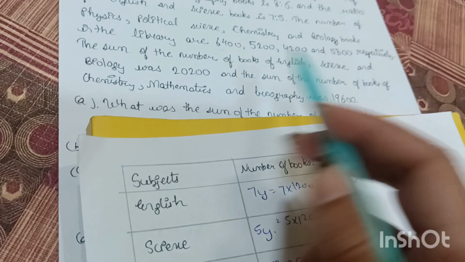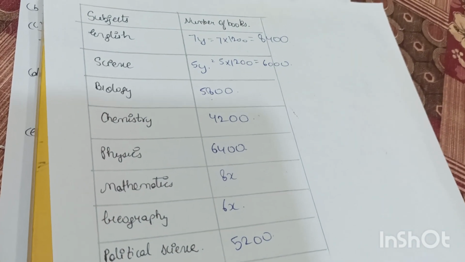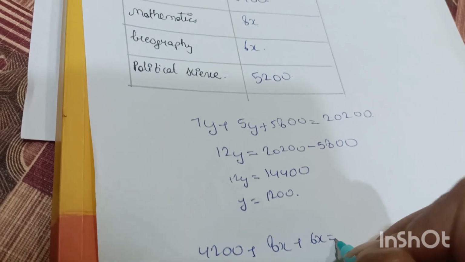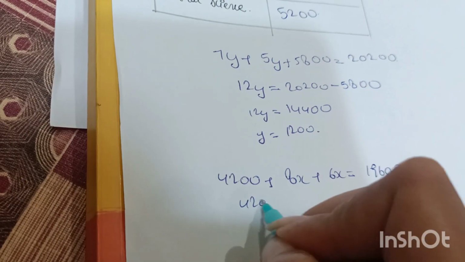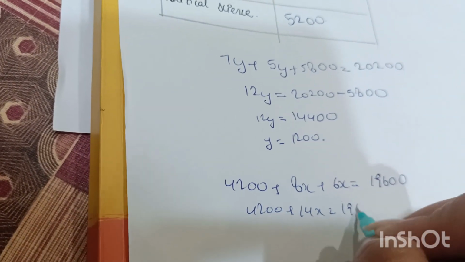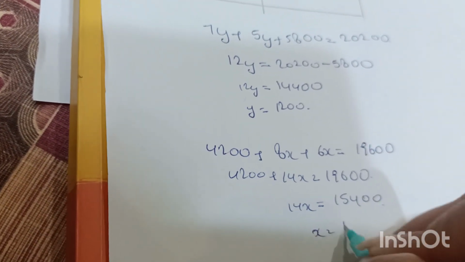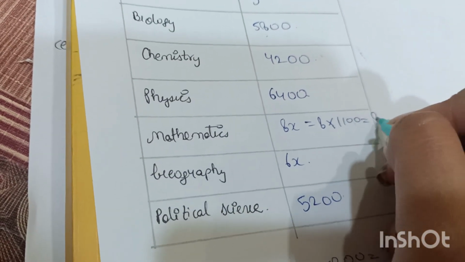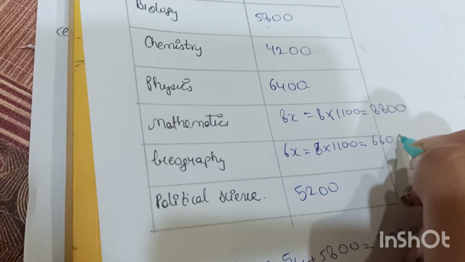So another question, chemistry, maths, geography. Okay, so chemistry 4200, maths 8x plus geography 6x equals to 19600. So now let's solve. 200 plus 14x, so x is equals to this. So now let's solve. 8 into 1100, so we'll get the value of 8800, and 6 into 1100, so we'll get the value of 6600.